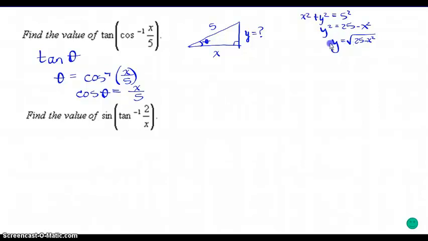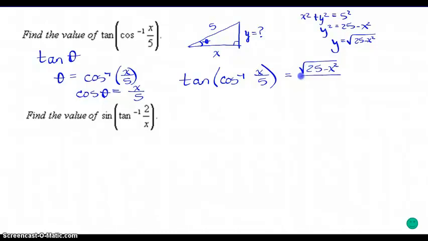Anytime I need to write y, or anytime I need the opposite side of the angle measure theta, I can write this instead. So it has to be true that the tangent of the cosine inverse of x over 5 is equivalent to the tangent of this angle measure theta, which is opposite, which we said was the square root of 25 minus x squared, over adjacent, which has to be x.